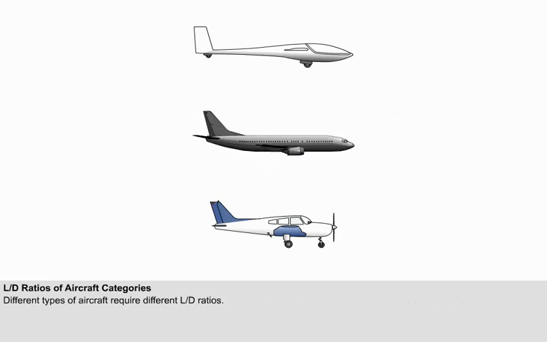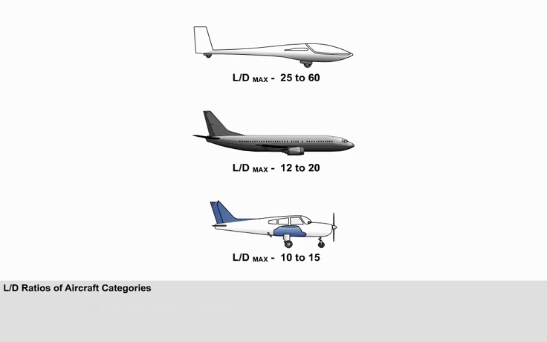The type of role an aircraft is designed for will, to a large extent, dictate the range of lift-drag ratios in which its LD max will fall. For example, a high-performance sailplane or glider will have an LD max between 25 and 60. For an airliner, it will be from 12 to 20, and for a single piston trainer, from 10 to 15.